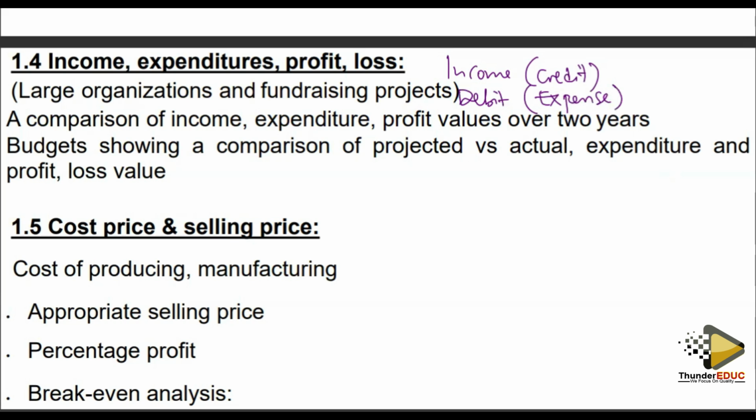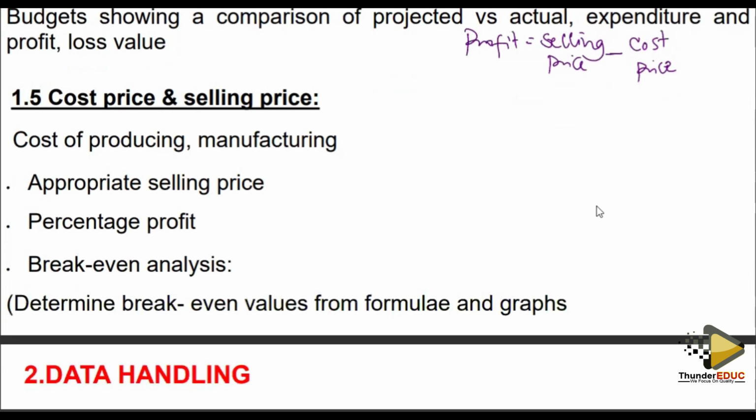Then profit could be, and it is, a positive difference between the selling price and the cost price. If you get a negative, it becomes a loss. If you subtract the selling price minus the cost price and you get a negative, it becomes a loss. All right. Then we look at cost of production. This is what determines what we call the cost price of a given item.